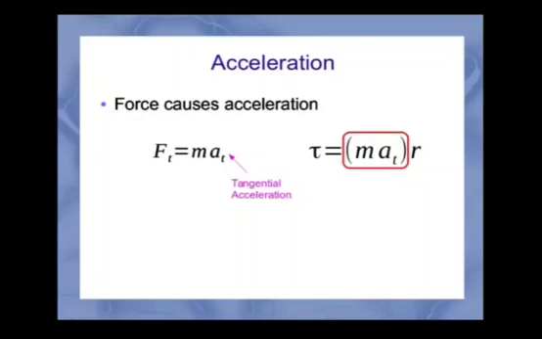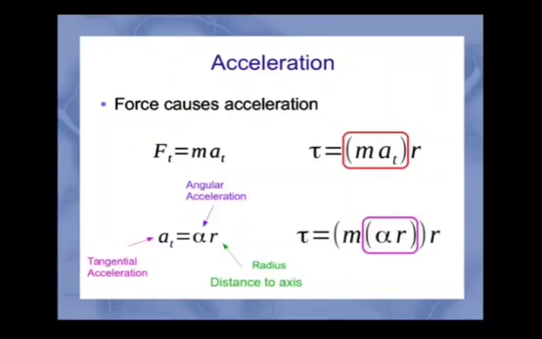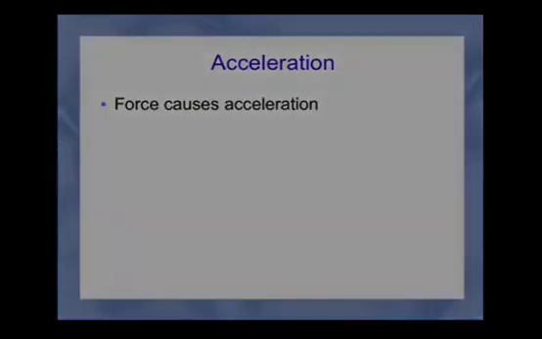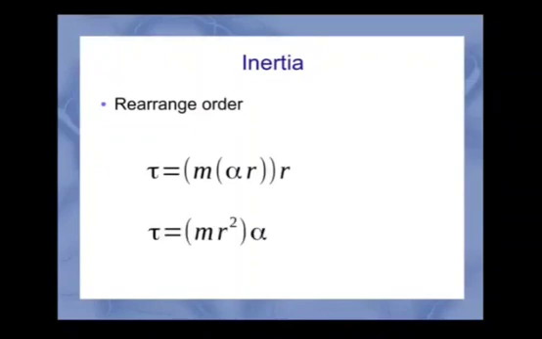Now the relation between the tangential acceleration and the angular acceleration is a t is equal to alpha r. So a t means tangential acceleration and alpha is angular acceleration, times the radius, or the distance to the axis of rotation. Now I am substituting this, tau is equal to m into alpha r into r. Now I am going to rearrange this. So tau is equal to m r square into alpha.